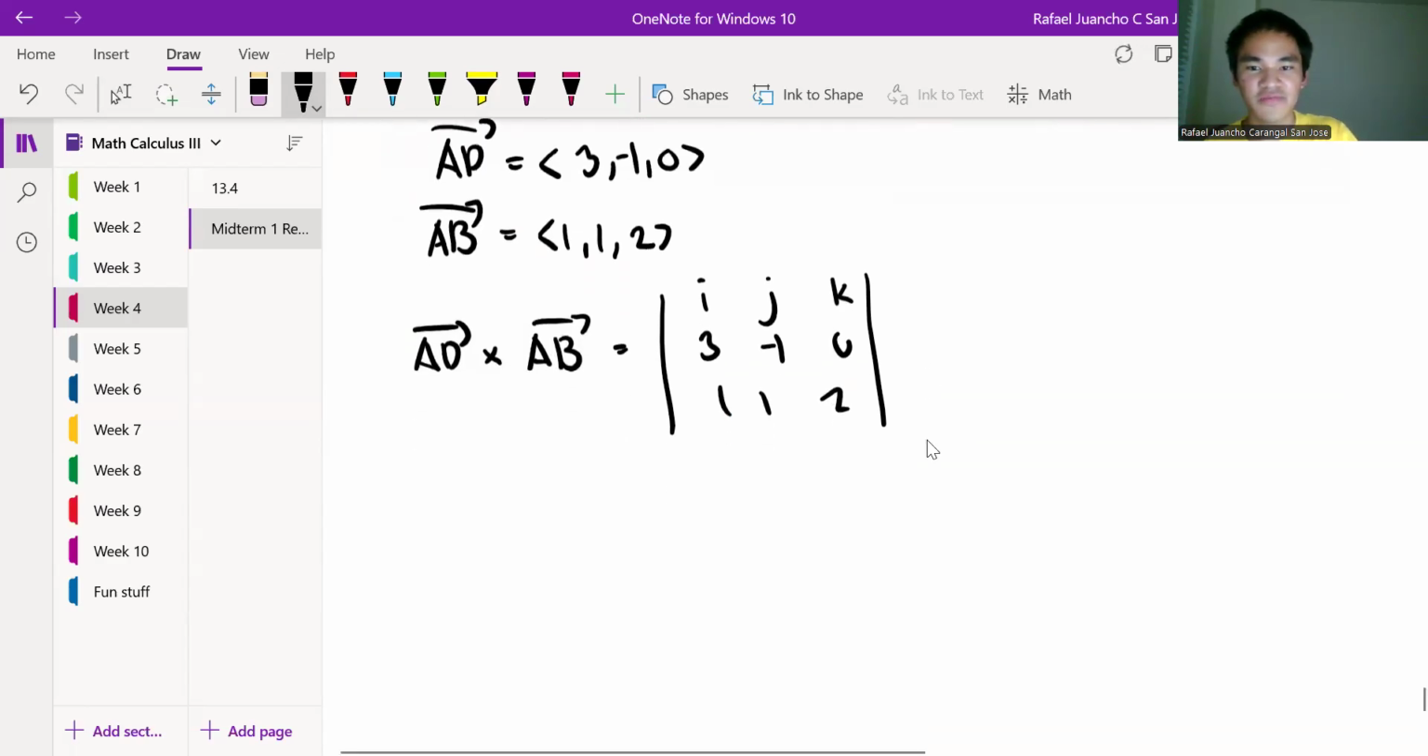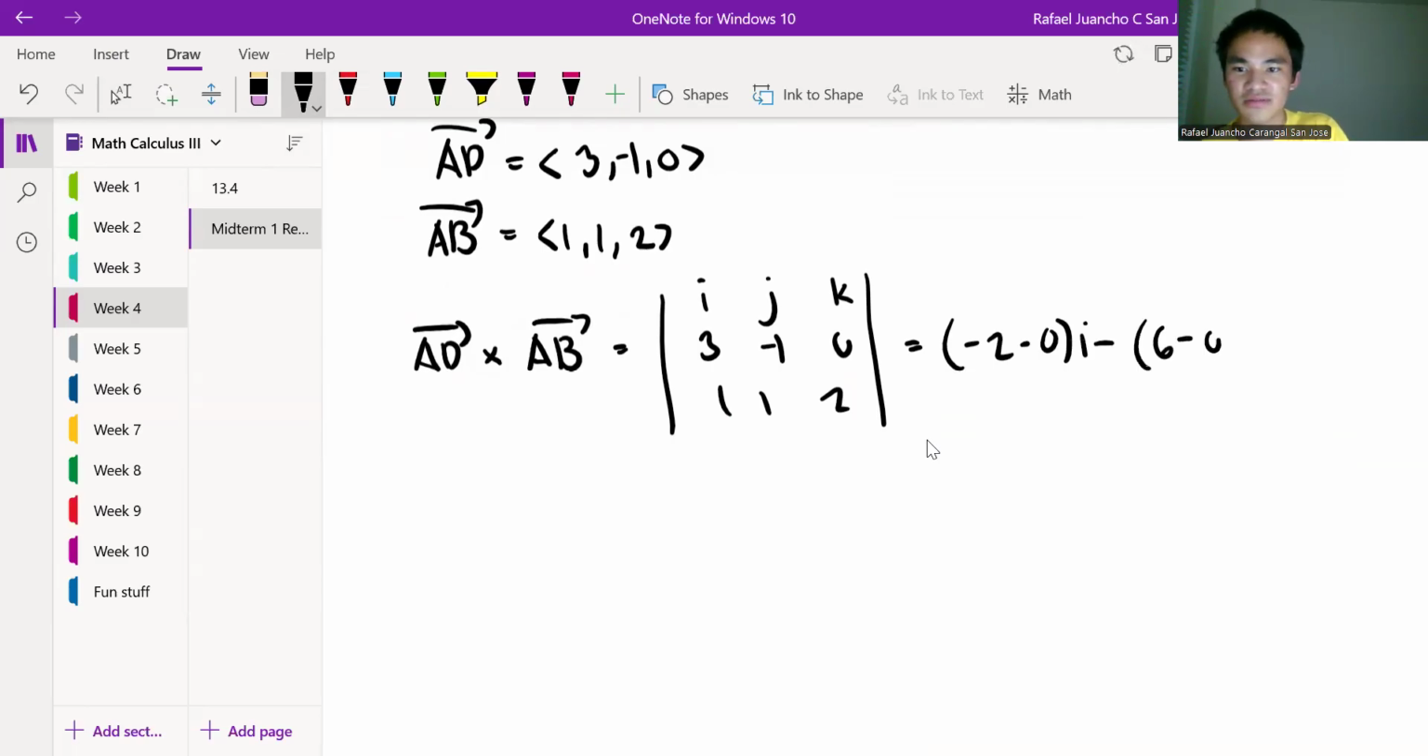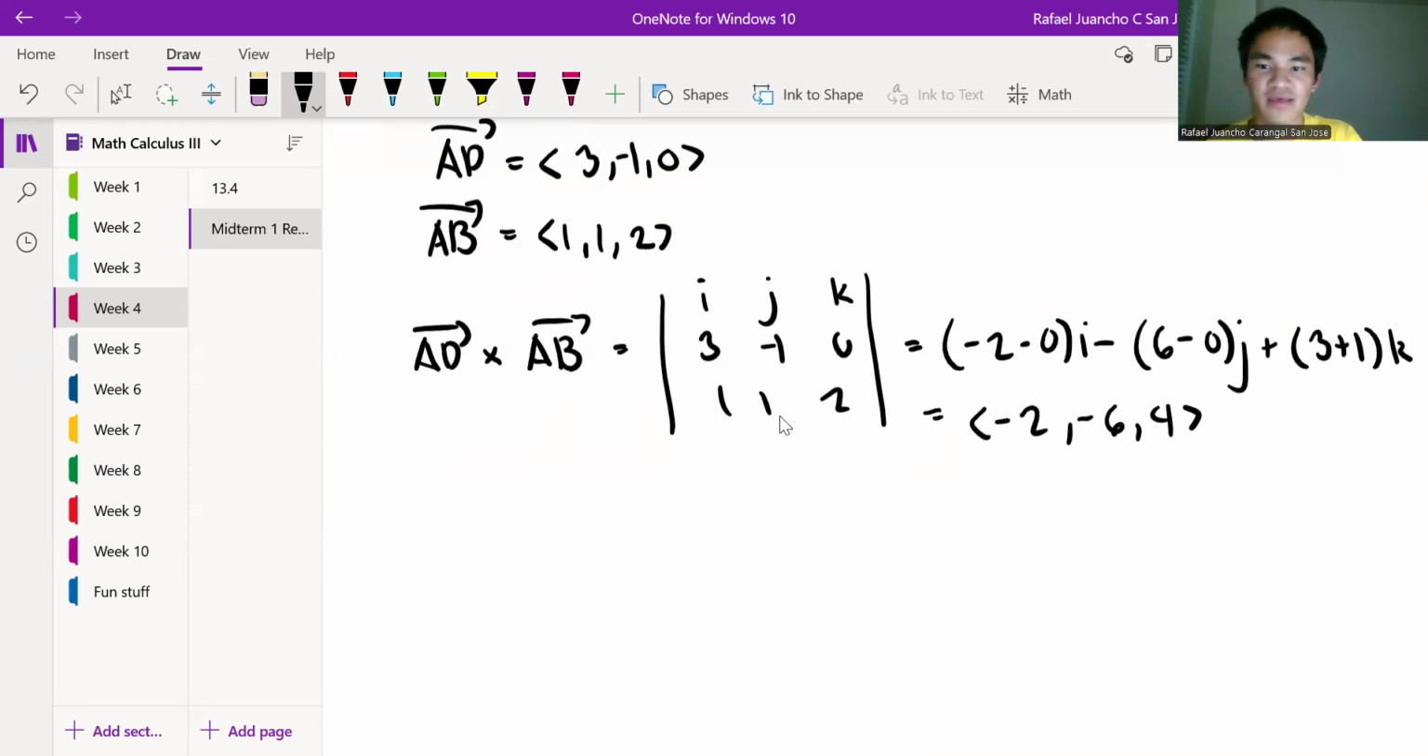Okay, this will give me -1 times 2, it's -2, minus this is a 0. I get i, minus I take out my j's, I get 6 minus 0, it's my j. I add, I take out my k's, I get 3 minus -1, so that's 3 plus 1. That's my k. And then here I got -2, -6, and 4.